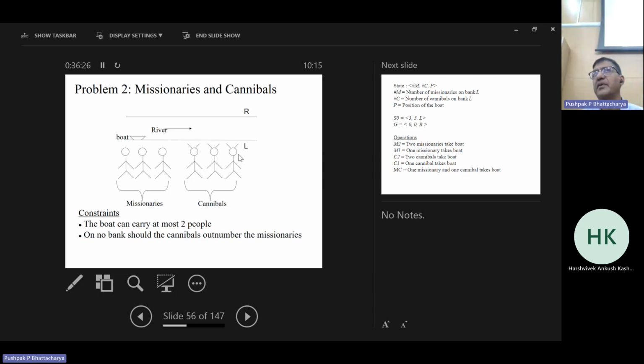There is another well-known problem. All these are from the textbook. The textbooks are mentioned in the website. So this is the missionaries and cannibals problem. There is a river, and on the left bank of the river, there are 3 missionaries and 3 cannibals. There is a boat which these missionaries and cannibals have to use to go from the left bank to the right bank. The constraint is that the boat can carry at most 2 people, and also the number of cannibals should never be more than the number of missionaries on any side of the river, because otherwise the cannibals will attack the missionaries and eat them. This is the constraint. At most 2 people on the boat, and the number of cannibals should not be more than the number of missionaries.